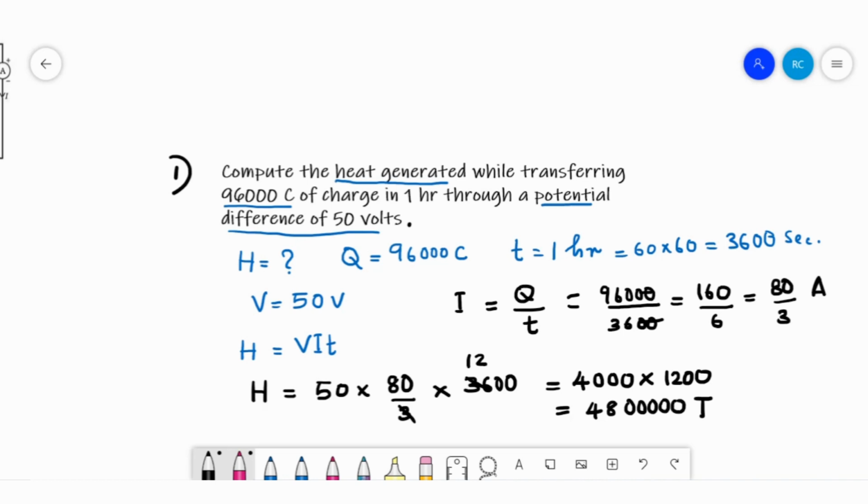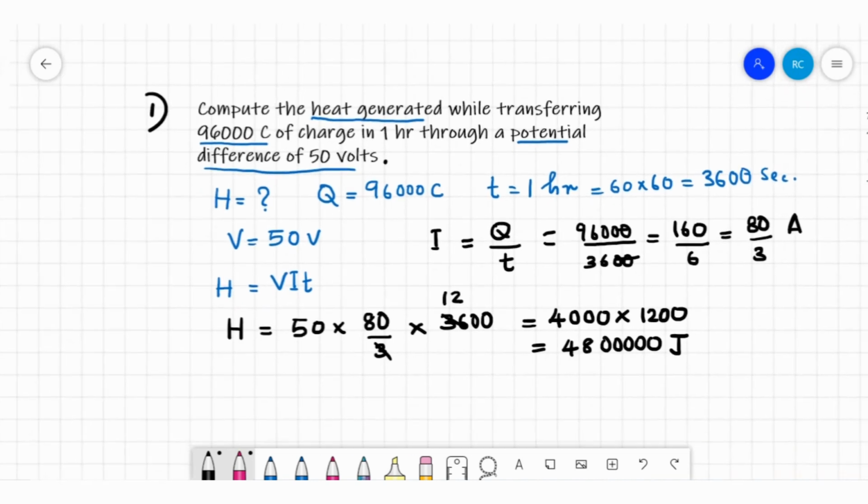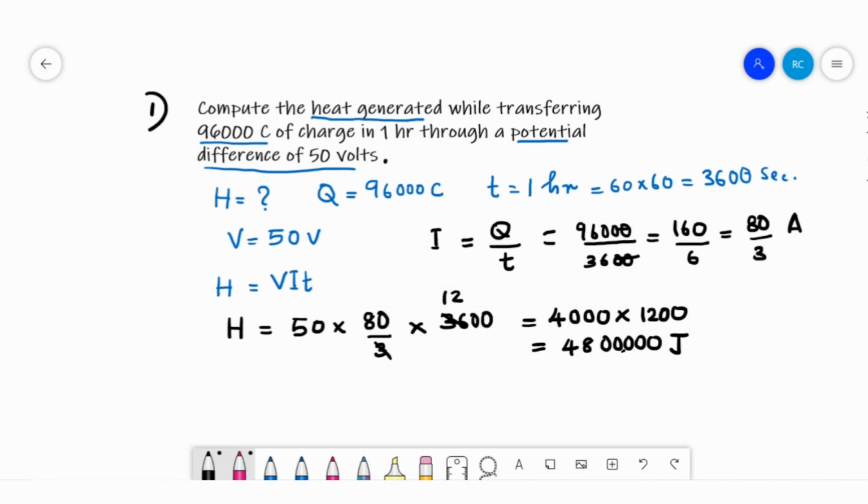So this much heat we are expressing in terms of joule. So 48 into 5 zeros, this much amount of joule is produced. This much amount of heat energy is produced while transferring 96,000 coulomb of charge in 1 hour through a potential difference of 50 volt. So 48 lakh joules of energy is generated, but this we can further simplify by converting into kilojoules.